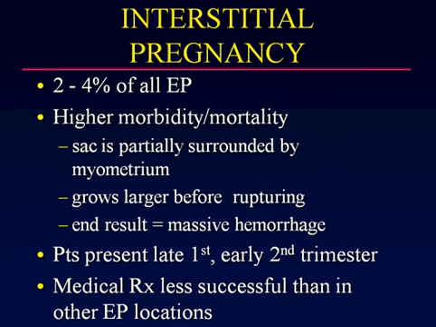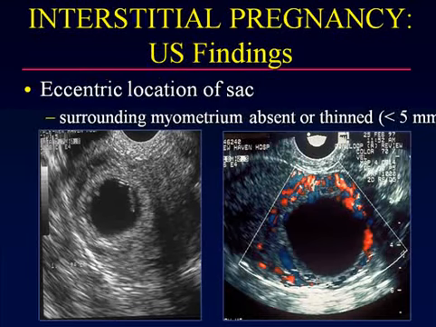Of these pregnancies in unusual locations, it's the interstitial pregnancies that are the most problematic. These account for about 2 to 4% of all ectopic pregnancies, and the reason that these are of concern is that they are associated with a much higher morbidity and mortality, probably because these pregnancies have a better blood supply from the uterus and therefore can grow larger before they rupture. The end result is that very often these patients present late in gestational age with massive hemorrhage, and so significant morbidity and mortality to the mother. In addition, medical treatment is much less successful than in ectopic pregnancies in other locations.